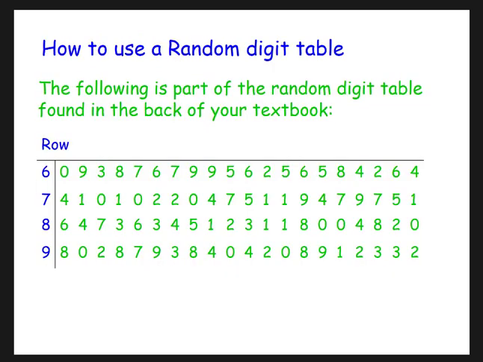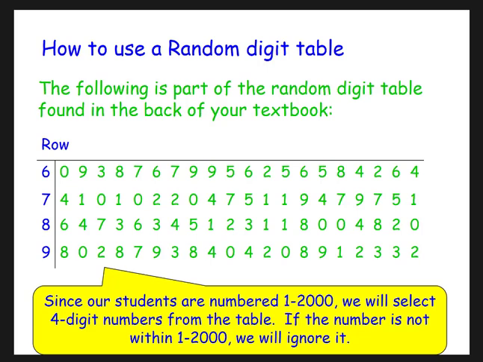So the following is part of the random digit table found in the back of your textbook. You've got these rows and these random digits. Since our students are numbered 1 to 2,000, we will select 4-digit numbers from the table. To do that, you just select 4 digits in a row. If the number is not within 1 to 2,000, we will ignore it. So if it's more than 2,000, we ignore the number.